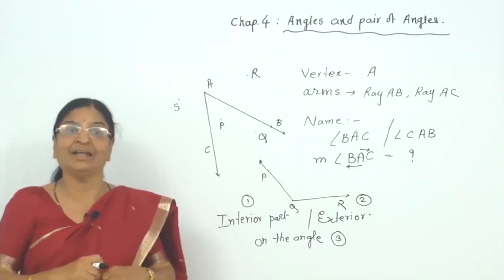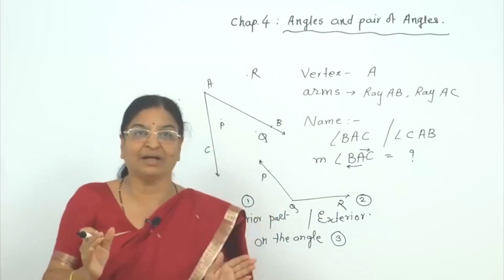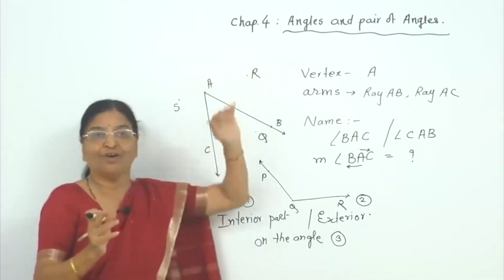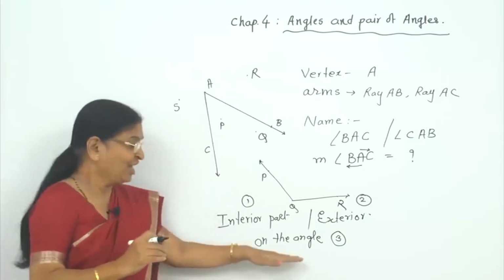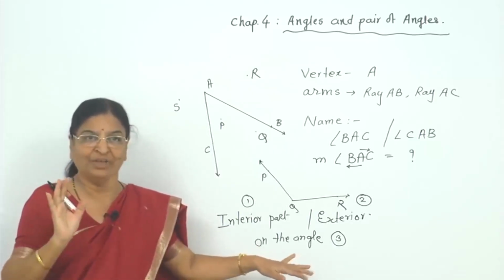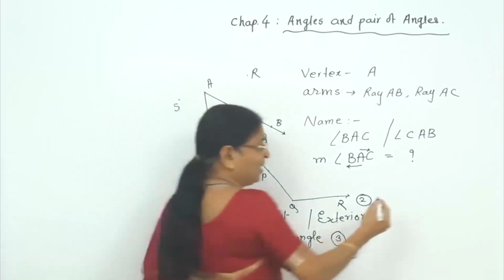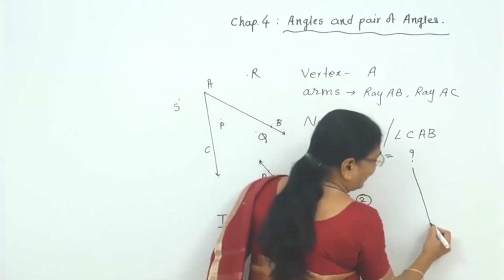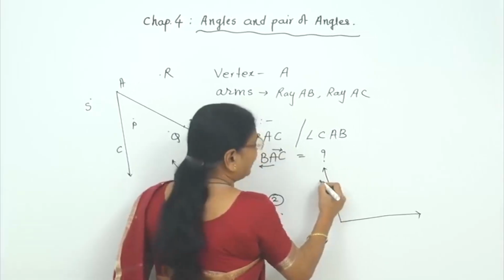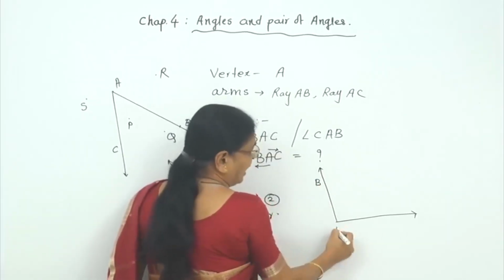Why are we learning this, or why are we making these parts? Because we want to define one more pair of angles in which this interior part plays an important role. So now if I say I have drawn one triangle like this, see just now that, BAC.